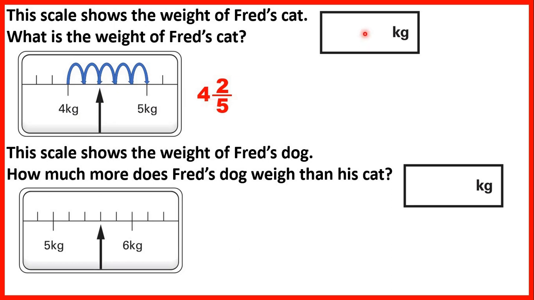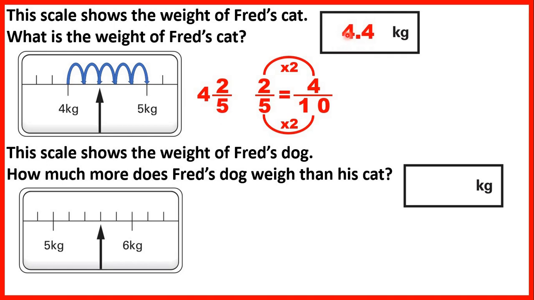Now, if we want to write our answer as a decimal, we need to change those 2/5 into tenths. We can do that by finding equivalent fractions. So because 2/5 is equivalent to 4/10, we can think of 4 2/5 as 4 4/10, or 4.4. This 4 tells us that we have 4 whole kilograms, and because we have 4 tenths, we have 0.4, because our first decimal place value is the tenths place.